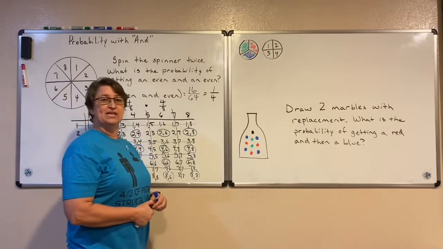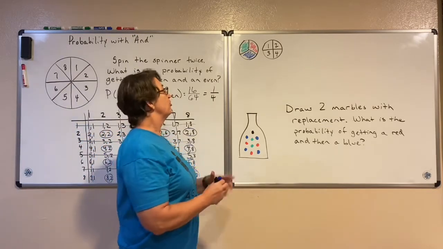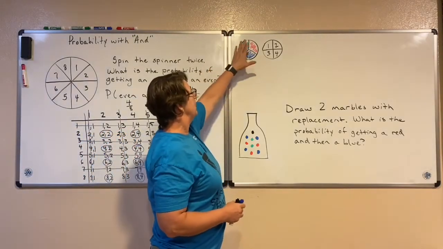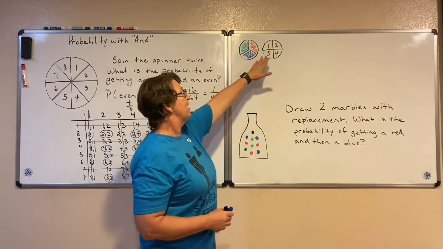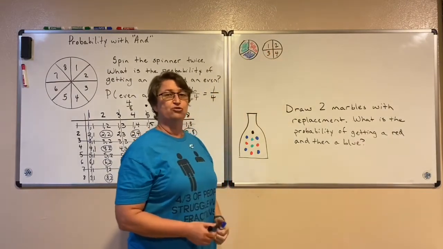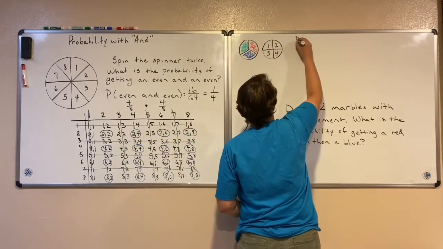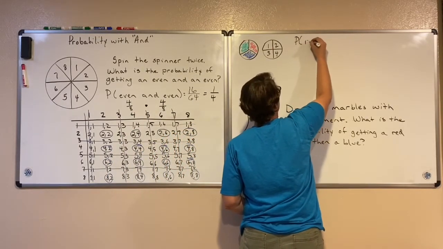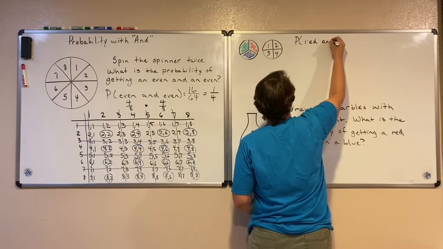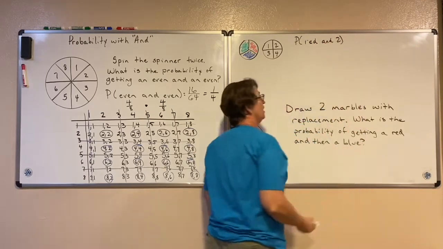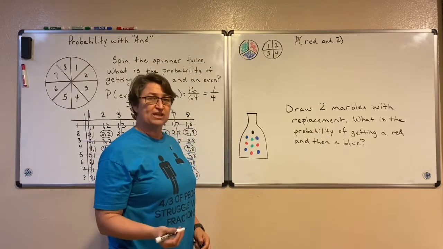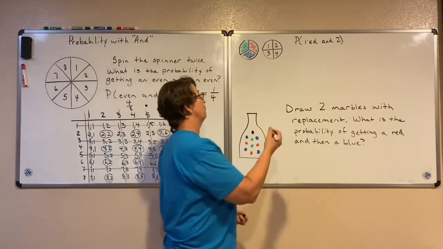Let's look at spinning these 2 spinners. Here I have a spinner with green, red, and blue, and there I have a spinner with the numbers 1, 2, 3, and 4. I want to know what's the probability that I spin a red and a 2. Again, let's use that symmetric sample space to help us figure out that probability.